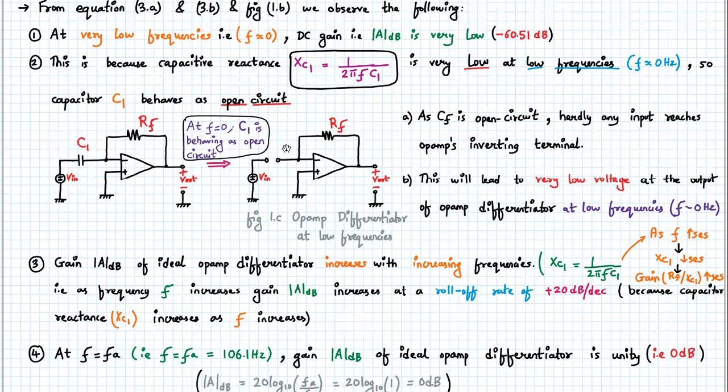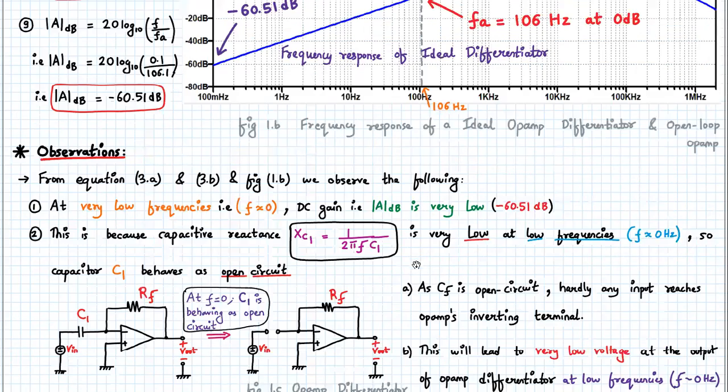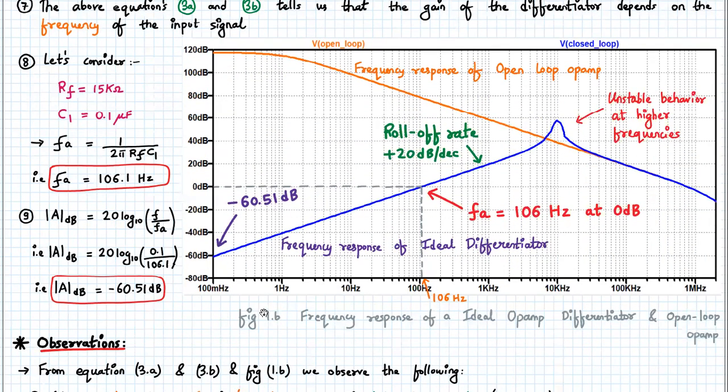This is the diagram which I have drawn. The capacitor is behaving as an open circuit. It's not actually an open circuit in reality. It's behaving as an open circuit because the reactance offered by it is very, very high at low frequencies. Okay, now let us observe from the frequency response. As the frequency increases, the gain of the ideal differentiator also increases, right?